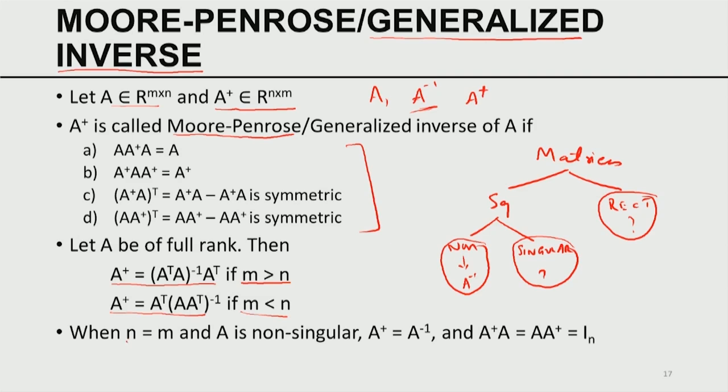I have already mentioned this, but it is worth repeating: when M is equal to N and A is non-singular, A plus becomes A inverse. In that case, A A plus becomes the identity matrix. So this is a very beautiful, mathematically consistent way of extending the notion of inverse of non-singular matrices to rectangular matrices. It can also be extended to singular matrices in much similar fashion, but for the case of singular matrices we do not have explicit formulas, but for rectangular matrices with full rank I have very specific formulas for generalized inverse.